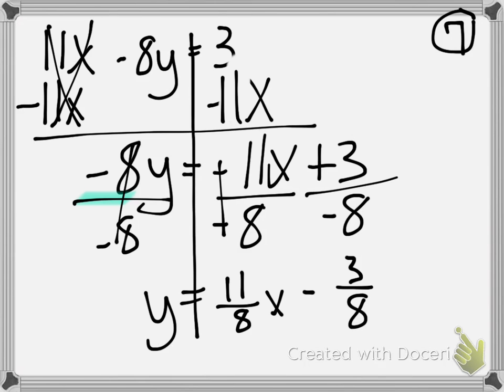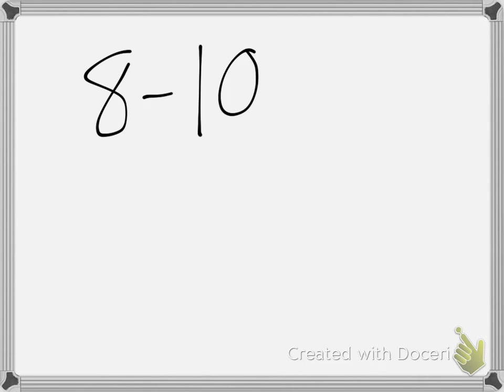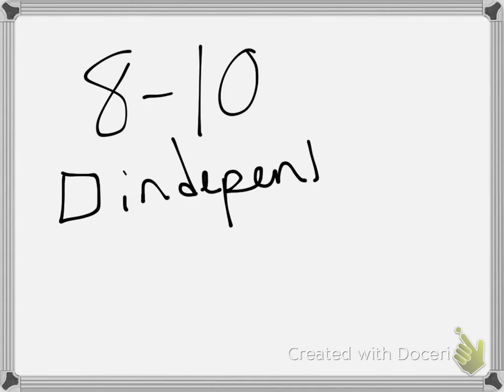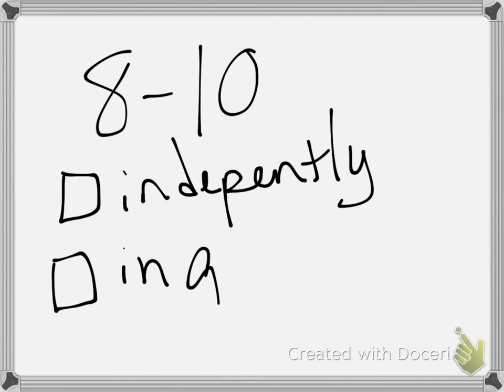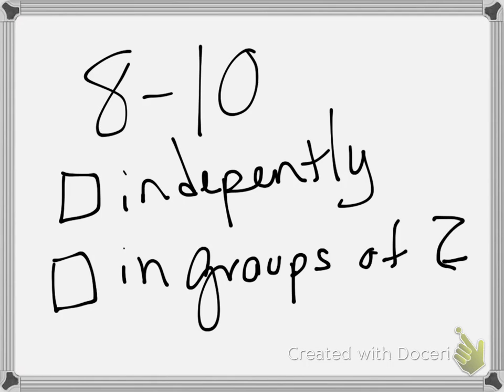Okay. I hope that this video was very helpful for you. You're now going to do number 8 through 10 independently, or if Miss Edwards feels that you're working really, really hard, I will allow you to do it in groups of 2. Okay? Just make sure if you go to move desks and everything that you give a warning to Bree so she doesn't have to hurt her ears. So independently or in groups of 2, you're only going to have to do 3 problems. Hope you guys have a good day.